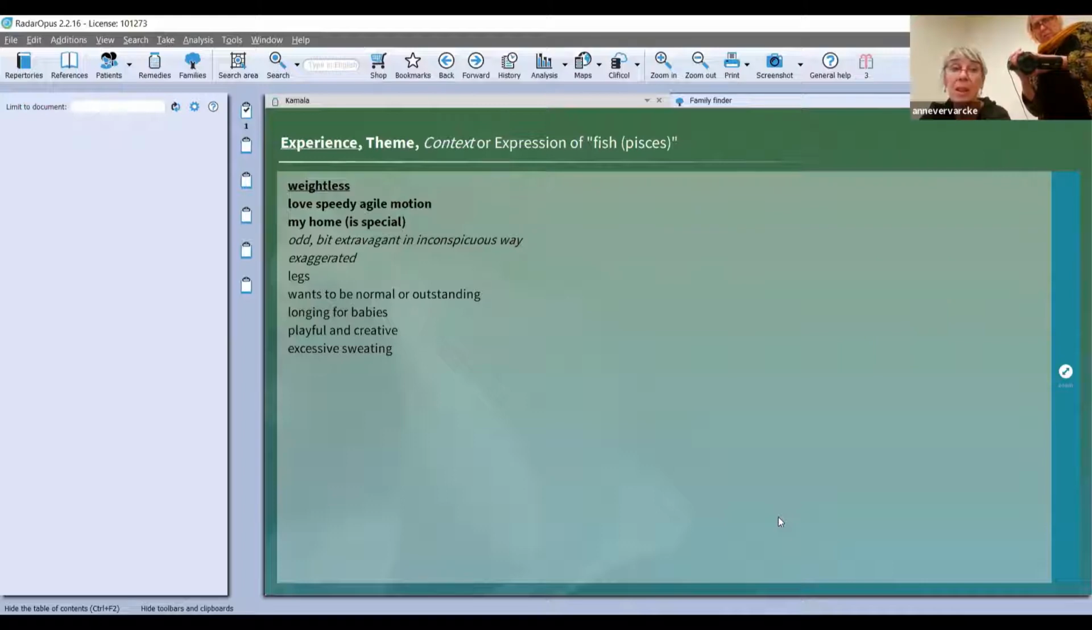Then you have the themes, which means that they will talk about it, like they love speed, the agile motion, or even motion. You can almost have a comma there, because motion can also be disturbing. There's something with motion. And my home, between brackets, is special because it's their home, it's their creation, they decorate it in a specific way. So we all have a home, but with fish, it has an important place.